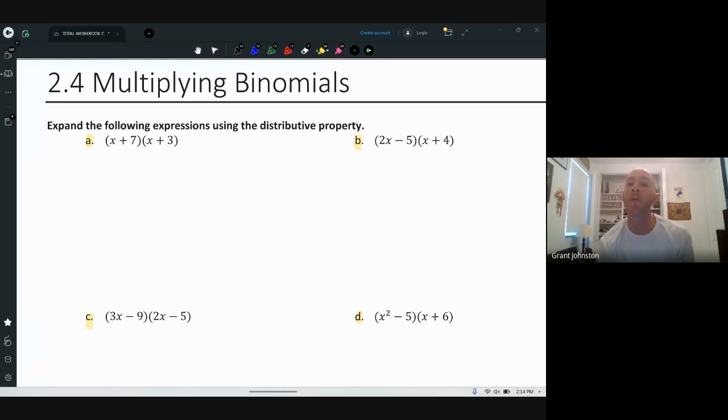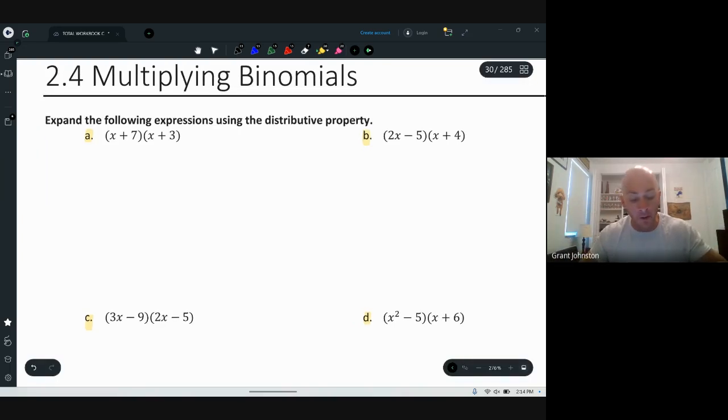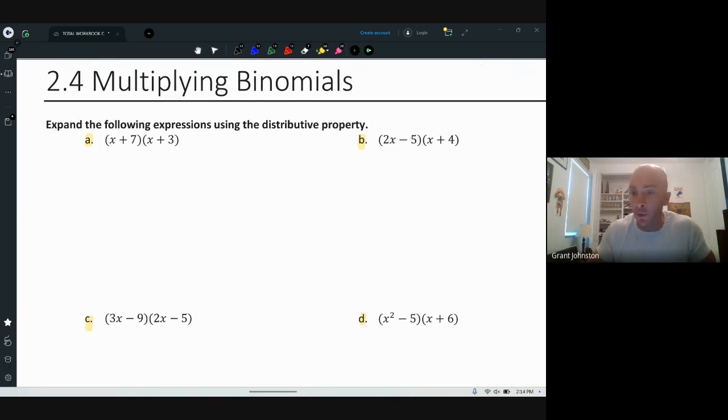Multiplying binomials. So remember, binomials are polynomials with just two terms. So notice with all these examples, in the parentheses, there's two terms. So we multiply these two terms times the other two terms. So we're multiplying binomials here, okay? So unlike the previous lesson, we don't just have one term to multiply into the other parentheses. Now we have two terms to multiply in the other parentheses.